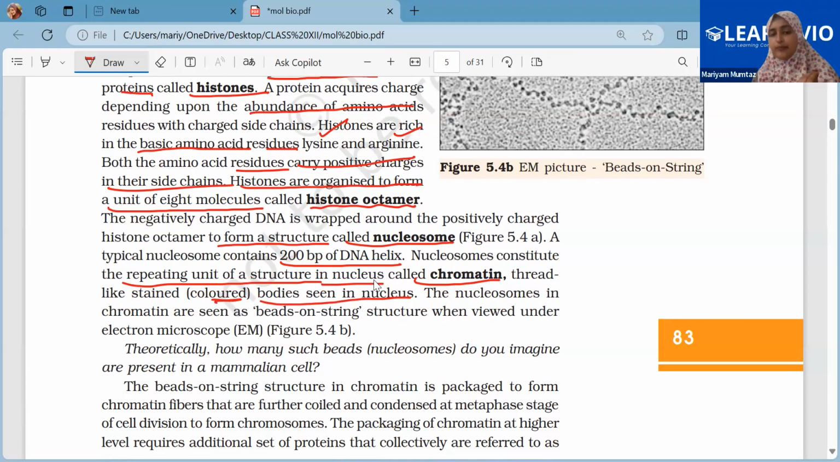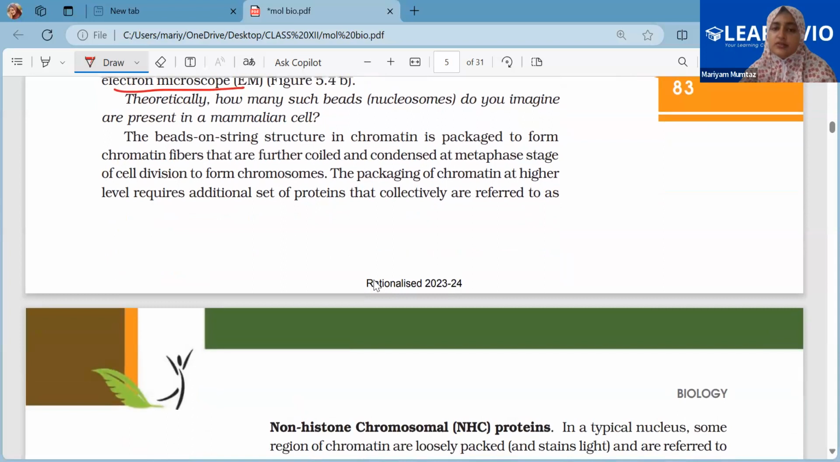These are chromatins. Now, the nucleosomes and chromatins are seen as a beads on string structure when viewed under the electron microscope. So they look sort of like a bead that has been attached onto a string, or a string with several beads. The beads on string structure in chromatin is packed to form chromatin fibers that are further coiled and condensed at the metaphase stage of cell division to form chromosome.